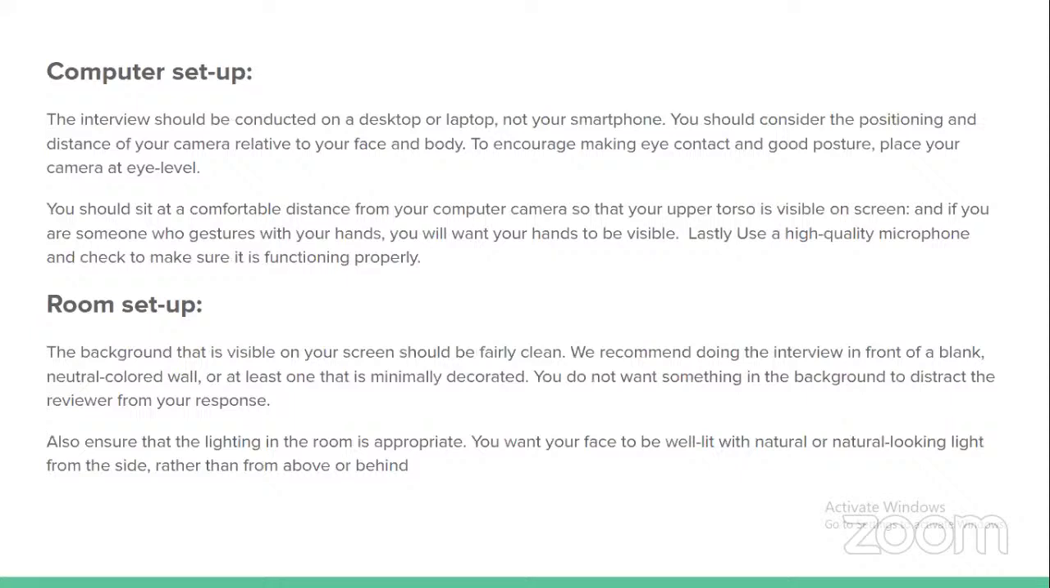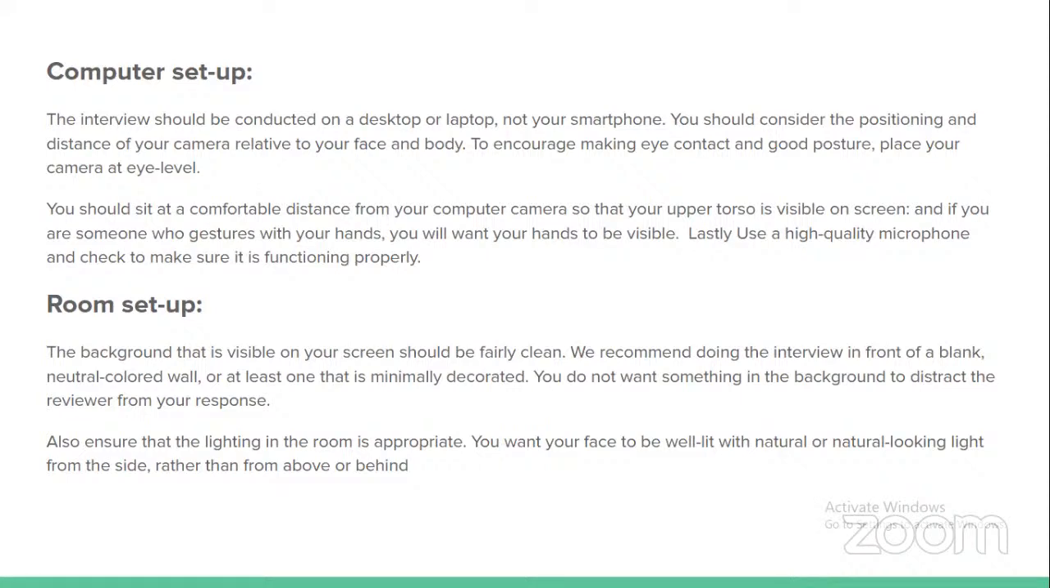Also, you have to prepare for the computer setup and the room setup during the interview. Your interview should be conducted using a desktop or laptop, not your smartphone. You should consider the positioning and the distance of your camera relative to your face and body. To encourage eye contact and good posture, place the camera at eye level. You should sit at a comfortable distance from your computer camera so that your upper torso is visible on screen. And if you are someone who gestures with your hands, you want your hands to be visible. Lastly, use a high quality microphone and check to make sure that it's functioning properly.